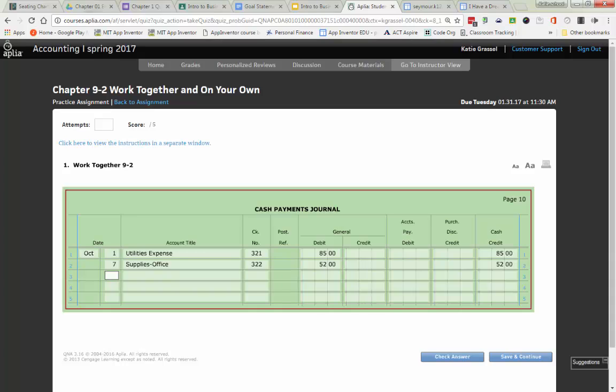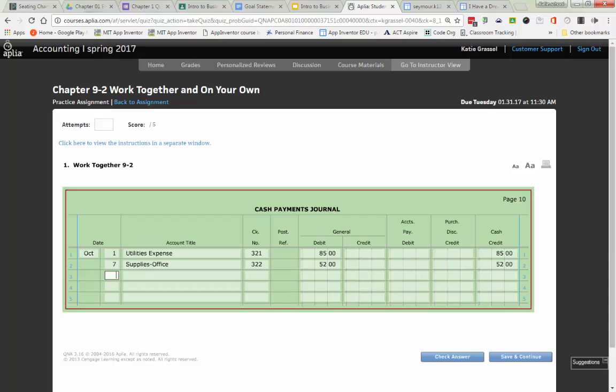Then we take a look at the 11th. This is where it changes. Dun, dun, dun. Paid cash to GM Hardware for merchandise with the list price of $80 less a 60% trade discount. New word in there, trade discount. Okay. People get confused between a trade discount and a purchases discount. Those are different. This is my best way of explaining a trade discount.